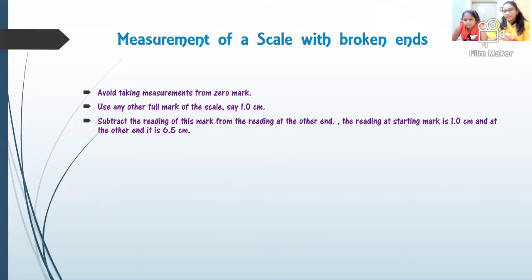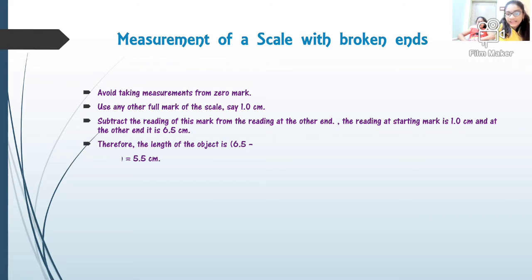So, let's measure my pouch again. If I am measuring my pouch, say that I got 14 centimeter as the reading. Now subtract the reading of this mark from the reading at the other end. So now the reading at the starting mark is 1 centimeter, and at the other end, like here, I am taking 6.5 centimeter. Therefore the length of the object is 6.5 minus 1.0 centimeter, which is 5.5 centimeter.